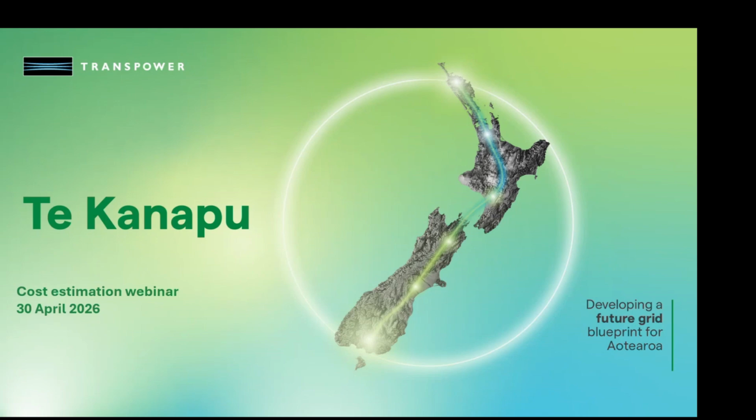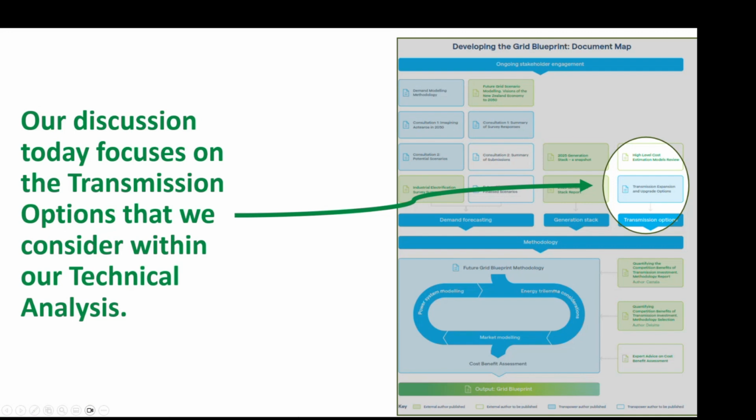Welcome to our Te Kanapu Technical Webinar Series. Today's session provides an overview of the range of options we could consider in our technical analysis, along with indicative cost estimates. It's important to note up front that this is not a walkthrough of the first set of low regrets investments proposed in the grid blueprint. Rather, it's a broad look at possible options and costs.